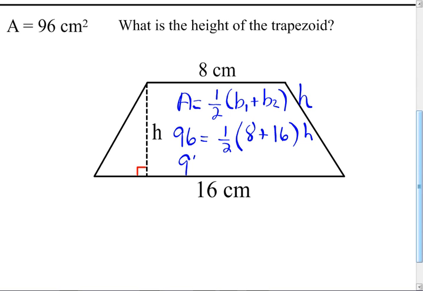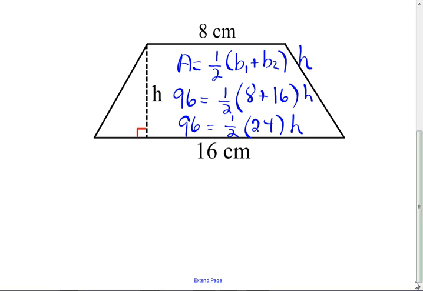So 96 is 1/2 of, what's 8 plus 16? 24 times H. It's not distributive property. Some of you may think it is, but it isn't. So 96, what's half of 24? 12 times H, and then we'll divide by 12.